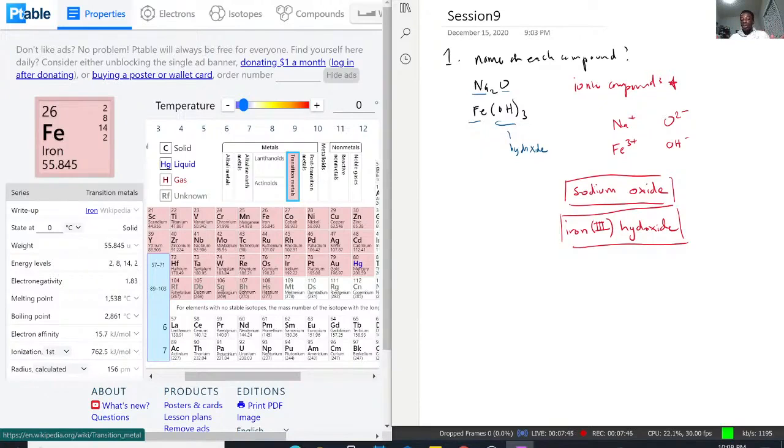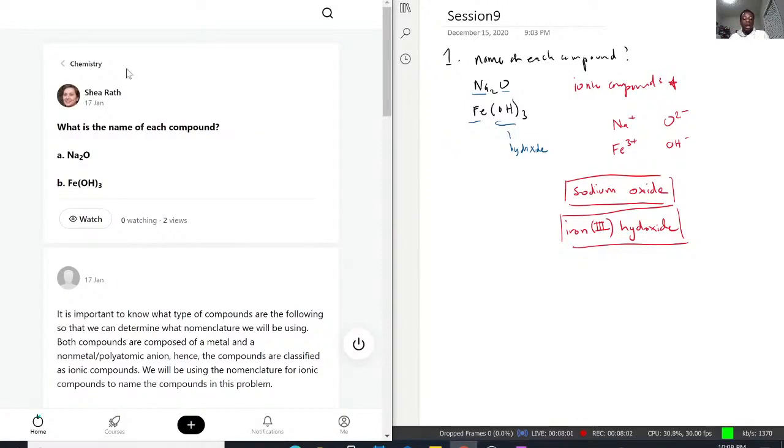All of this though we solve based on the fact that ionic compounds need certain ways to address it. Just going to make sure everything's plugged in, okay? And exactly, ionic compounds need certain ways to address it, which is why we did it as sodium oxide and iron 3 hydroxide.